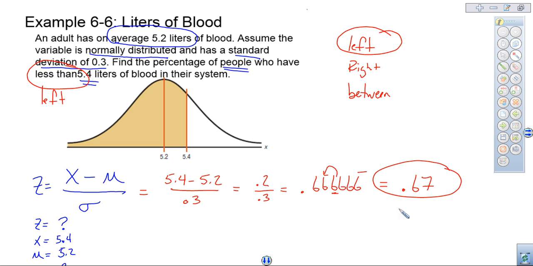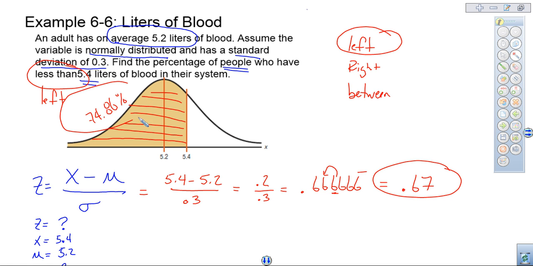So what we see here is that we come back over and we find the percentage of people who have less than 5.4 liters of blood. We find out that the area under this curve, the percentage of people in this particular study that would have less than that, would be 74.86%. Okay, so that's how we apply our standard normal distribution curve to actually use it inside of a word problem scenario.